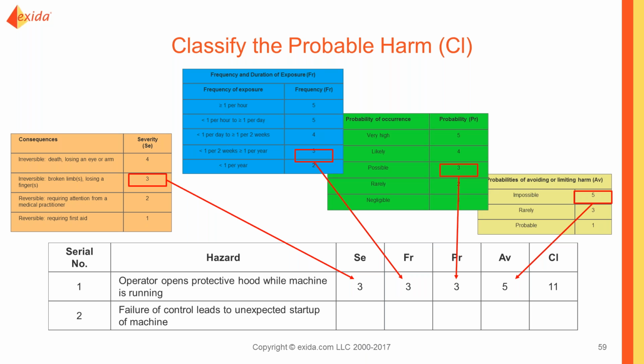What's the possibility of them reaching in? So we're going to use this probability of occurrence. We're going to say, well, even though they open it, they don't always reach in. So it's not 0 and it's not every time, but we're going to say it's possible. We'll give it a 3.